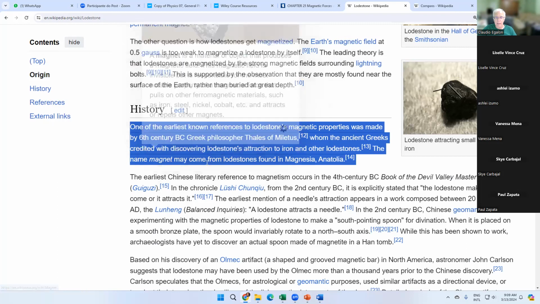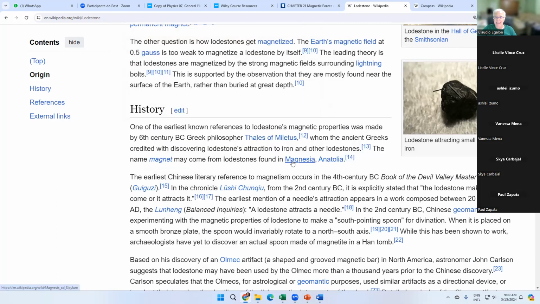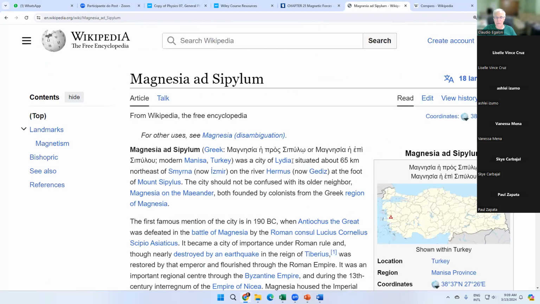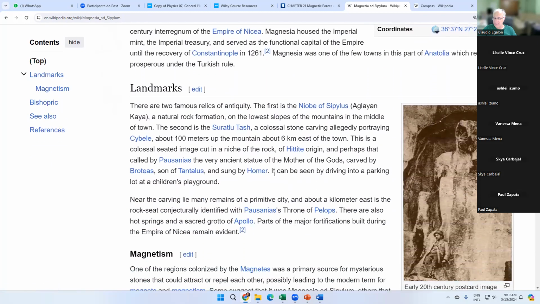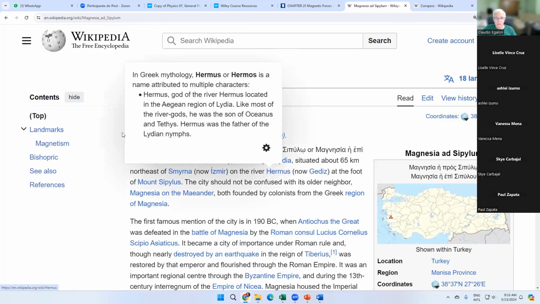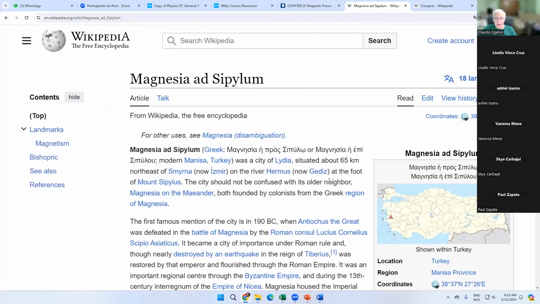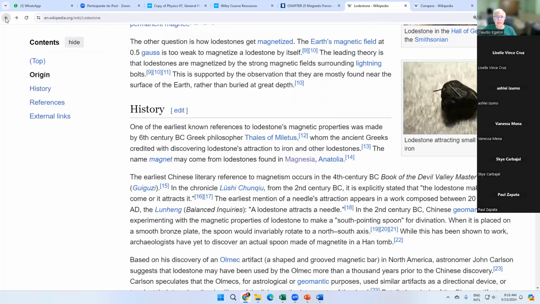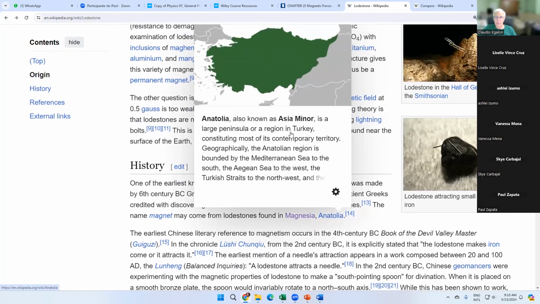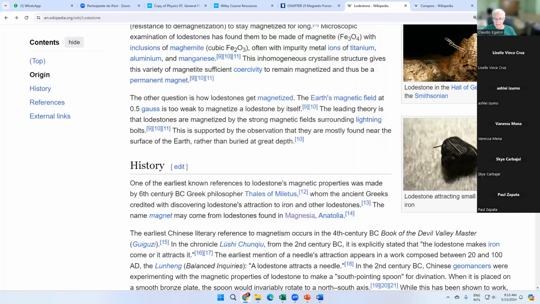The name magnet may come from the lodestones found in Magnesia, Anatolia. Okay, a region of Anatolia in Turkey, where we have those weird formations. I don't know if you have seen that. Anatolia, there you go. It's known as Asia Minor. It's a large peninsula. No, we're not going to get into that, right?